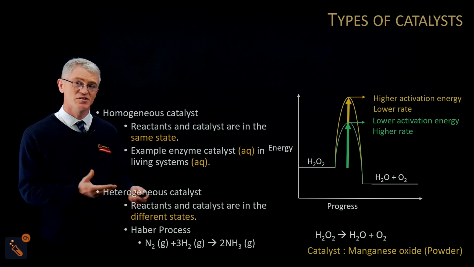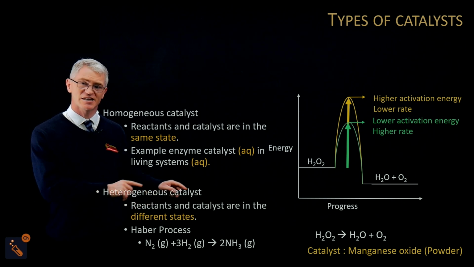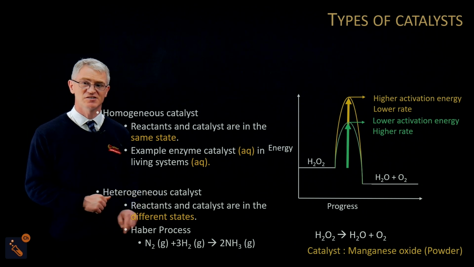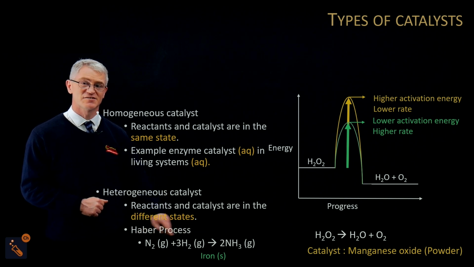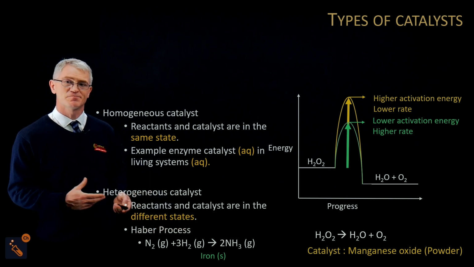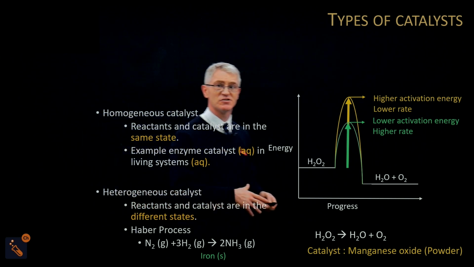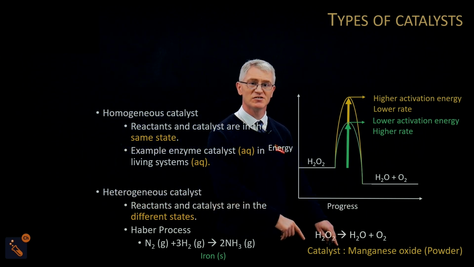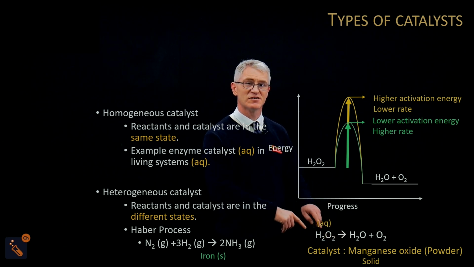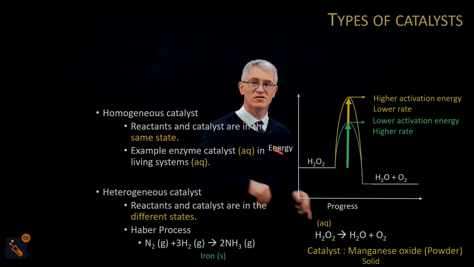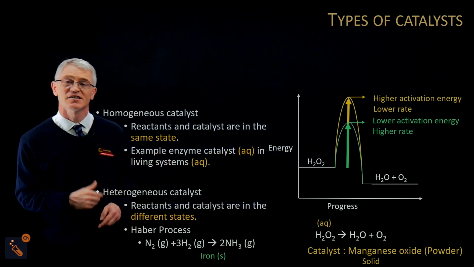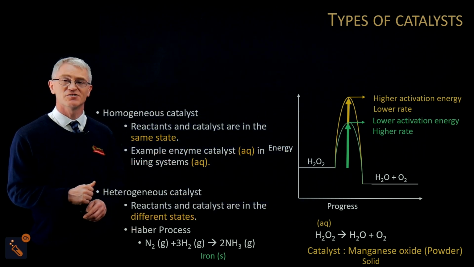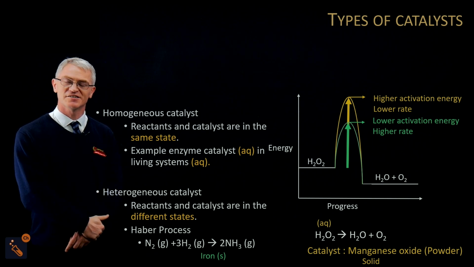Heterogeneous is the most common one at this stage, which is where reactants and catalysts are in different states. The Haber process is one example of this. The catalyst is iron, it's a solid. The reactants are gaseous. Another really important one is hydrogen peroxide, with a solid catalyst, a powder, and aqueous hydrogen peroxide. So this is an example of a heterogeneous catalyst. And there are your two types of catalysts and how catalysts increase the rate of reaction through an alternative route with a lower activation energy.